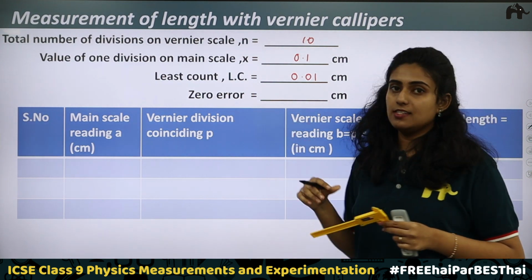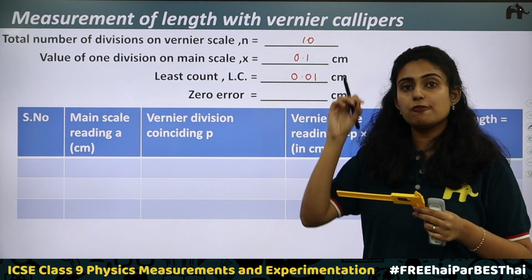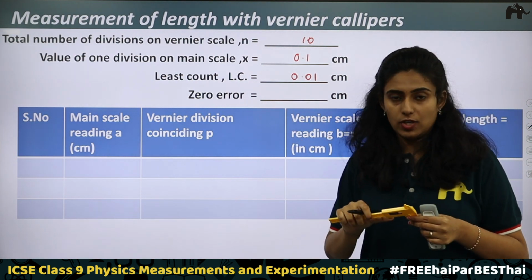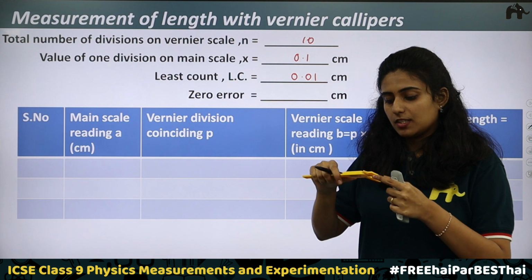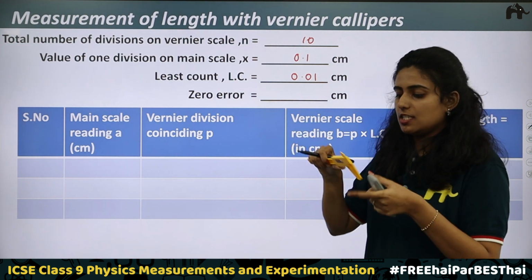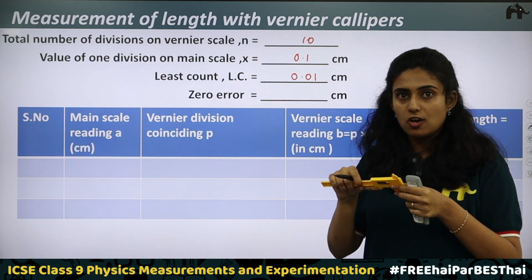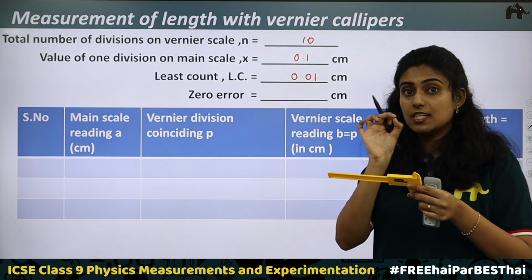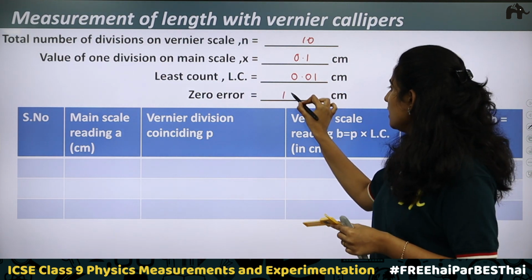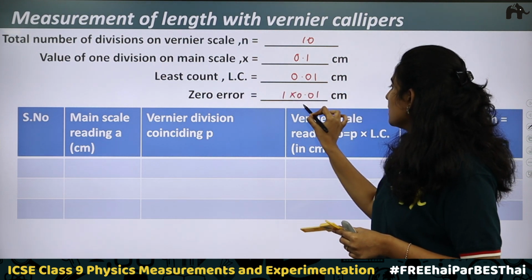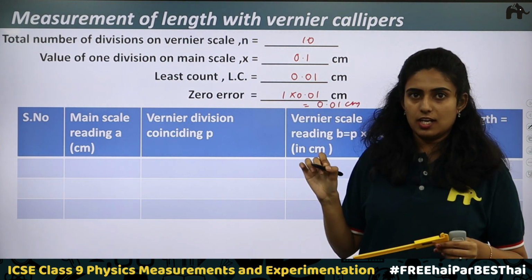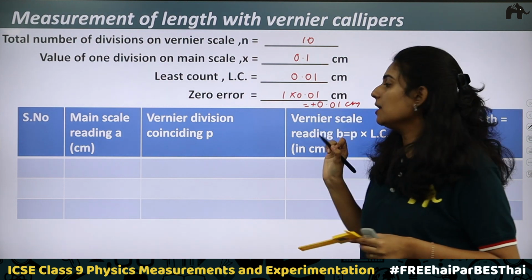And then you have to find the zero error. If the zero of the main scale and the zero of the vernier scale are not coinciding, you will get a zero error. When the zeros meet each other, I can see that they are not coinciding. The vernier scale zero is in front. The value that is coinciding is 1 into the least count 0.01, so you get 0.01 centimeter as the zero error. Since it is in front, there will be a positive sign.